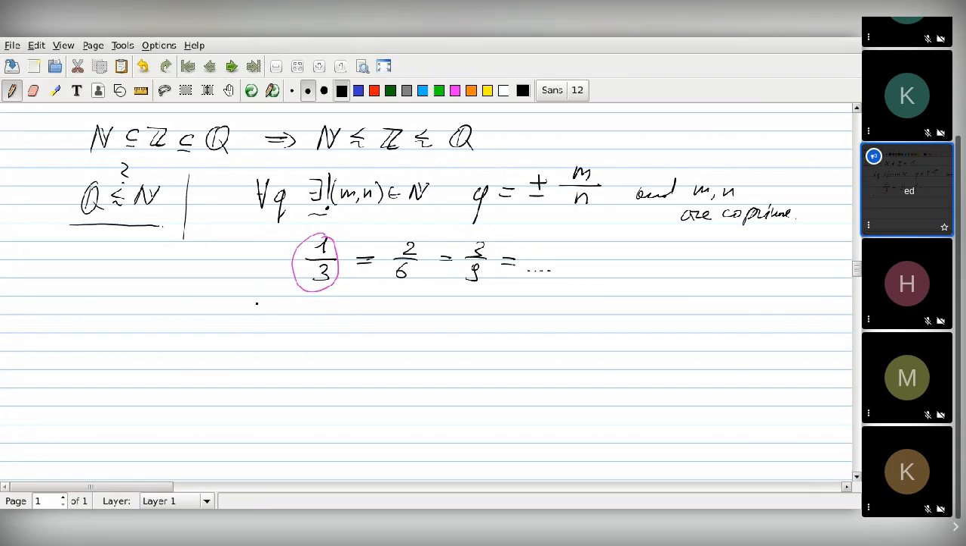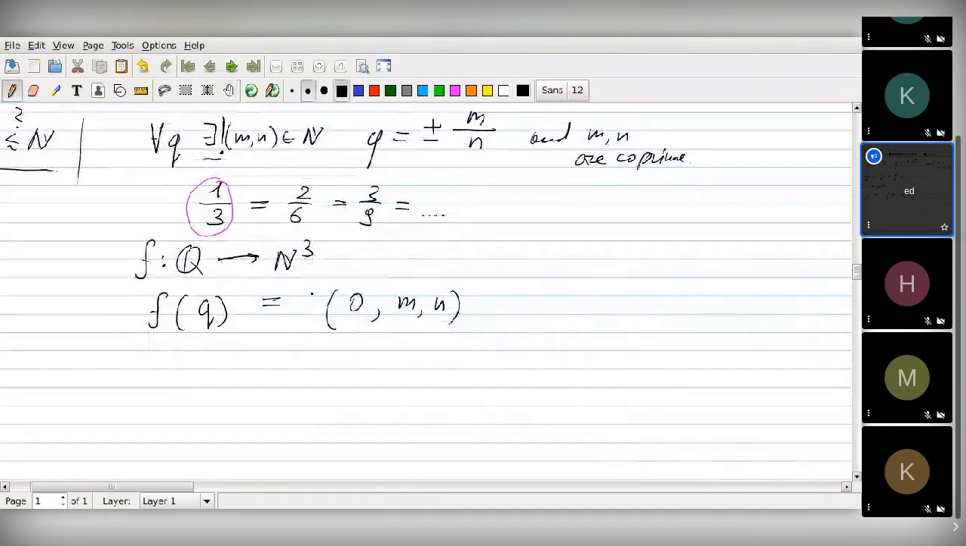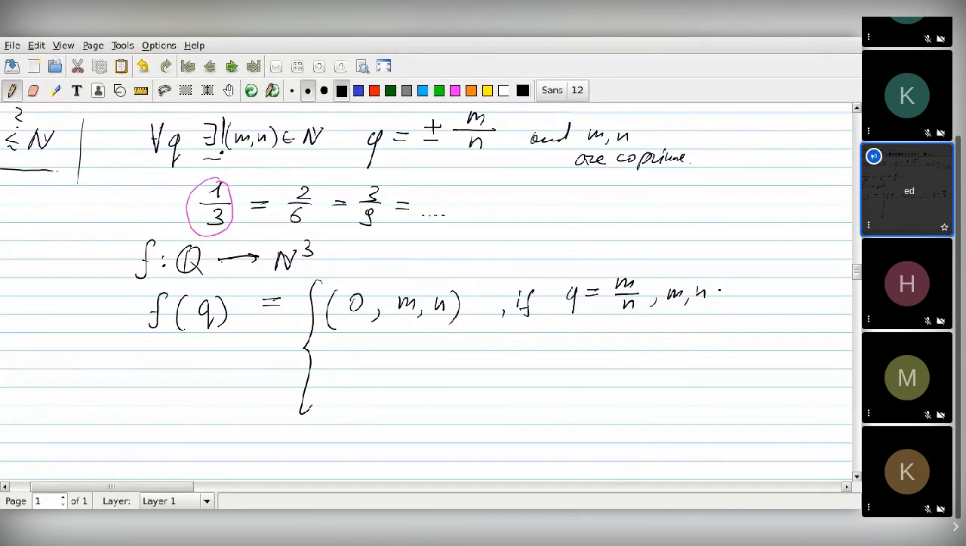And now we shall define some function f, which will be a function from rationals to triplets of naturals. And it will be defined the following way. F of q will be the triple 0, m, and n, if q is m over n and m and n are co-prime.